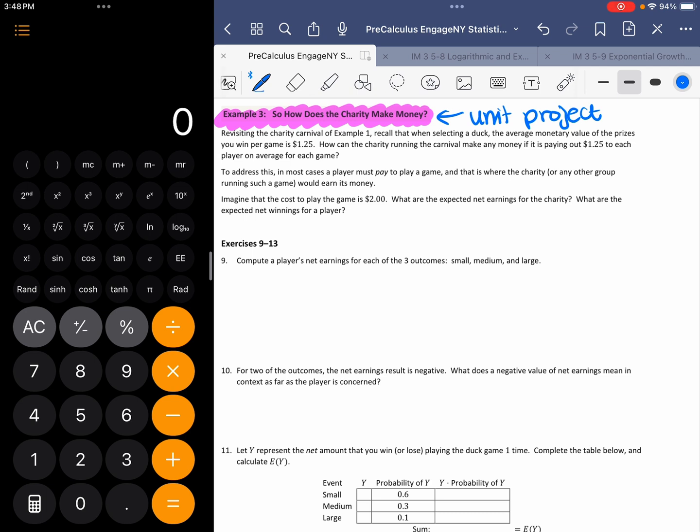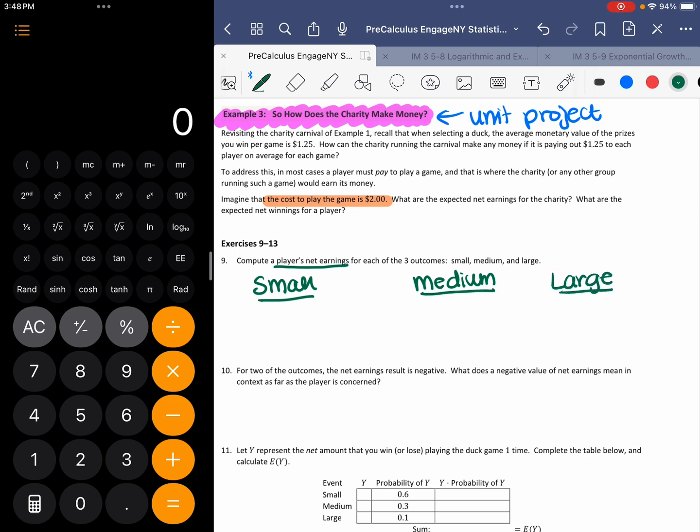Imagine that the cost, this is going to be important for us, the cost to play the game is $2. What are the expected net earnings for the charity? What are the expected net winnings for a player? So let's go ahead and just start by calculating the player's net earnings for small, medium, and large. And I'm just going to go ahead and write them out like this. We'll start with small, medium, and large.